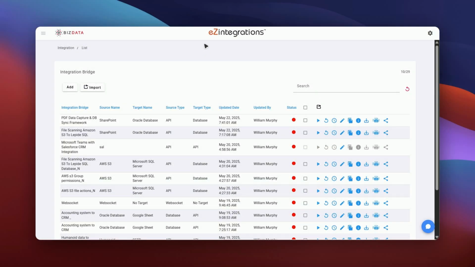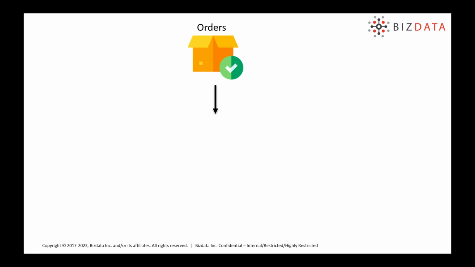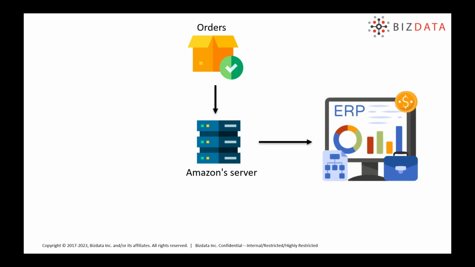In this video, we'll walk you through how to automate the integration of your Amazon sales orders directly into your target system. For the demo, I will consider my target system as Oracle Database. Imagine you're a seller on Amazon. You receive orders regularly and you need these confirmed or shipped orders to reflect in your ERP system for financial reconciliation and to update your balance sheet.